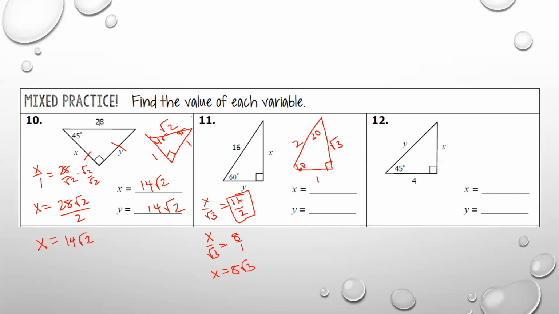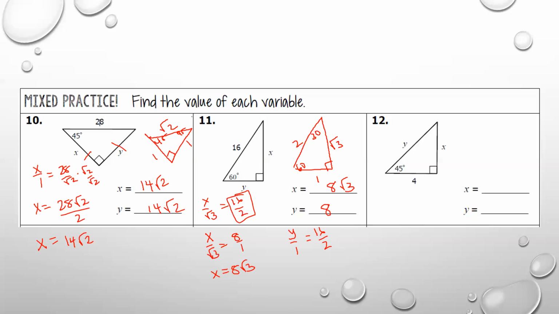If you didn't want to do that and you wanted to say, oh, well, 2x equals 16 root 3 and then divide both sides by 2, you're going to get the same answer. So either way is fine with me. Now y corresponds to 1 and 16 corresponds to 2. If you want to cross multiply, you can. Or if you want to just say, oh, well, y over 1 is y and 16 over 2 is 8. So y equals 8.